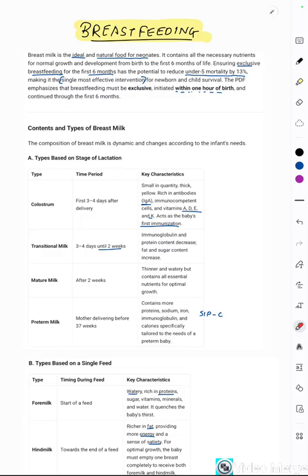Breast milk is the ideal and natural food for the neonates, and exclusive breastfeeding should be done for the first 6 months. It is important for the normal growth and development of the newborn. It has the potential to reduce the under 5 mortality rate by 13%, and thus it is considered to be the single most effective intervention. It should be started within 1 hour after the birth. It decreases the chances of pneumonia as well as diarrhea in a baby.